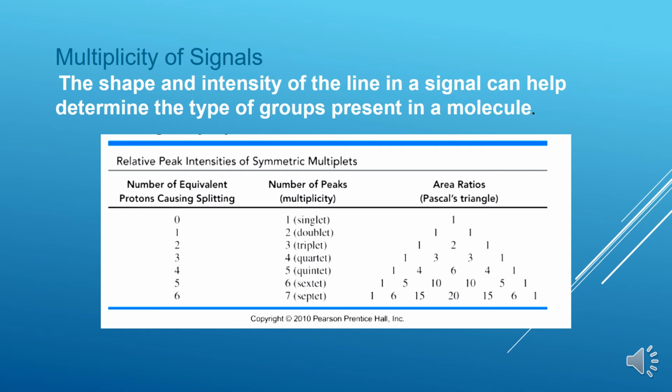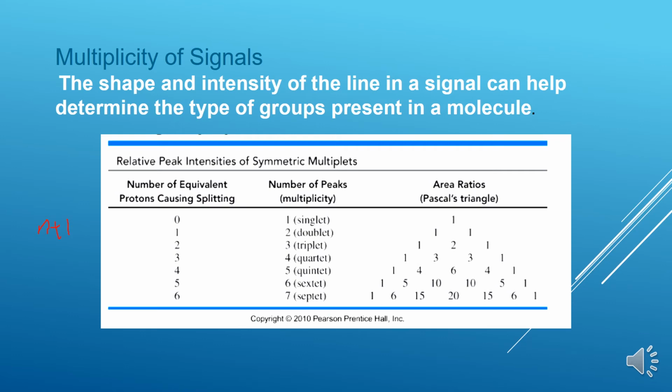By knowing all these ideas, one can calculate the splitting pattern of a particular molecule. If no equivalent protons are present, only one peak is observed, which is called a singlet. Its intensity will be 1 only. The relative peak intensities are calculated using Pascal's triangle, which I have compiled in the third column. The first column is the number of equivalent protons, the second is the number of peaks, calculated by using the n plus 1 rule.